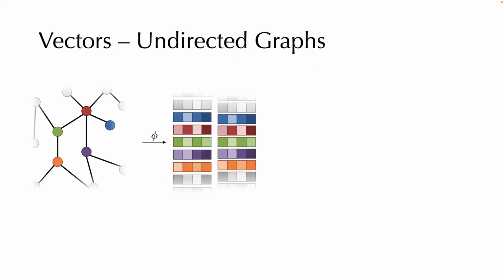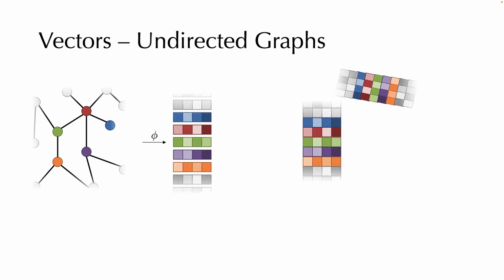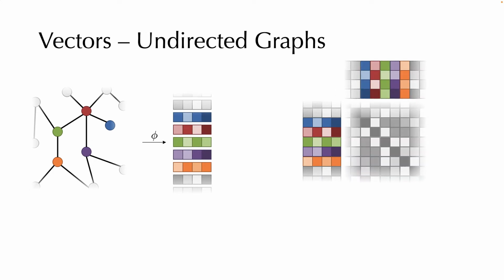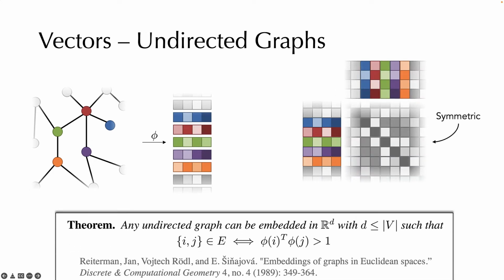Returning to vectors for a moment, another natural choice for the energy would be to consider using the dot product, which amounts to factorizing the adjacency matrix. We know using the same vectors for rows and columns will lead to a symmetric matrix. However, it's worth noting that any undirected graph can be embedded in this way with dimensionality less than or equal to the number of nodes.